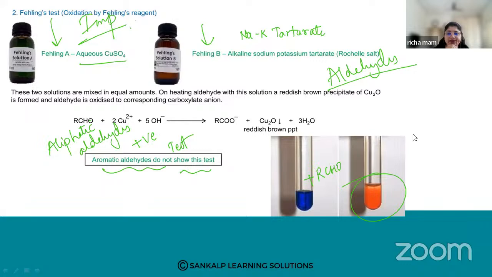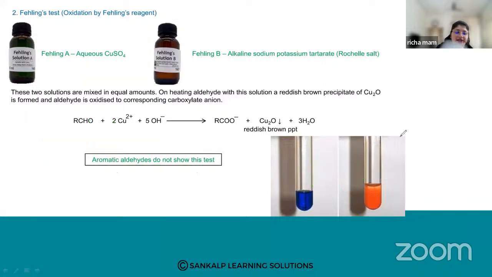Yes, everybody. So in today's class, let's recap what all we have seen. I want you all to go through all the things. Today we have discussed the nucleophilic addition reactions, so let's sum up what we have discussed in the previous class. We started with the nucleophilic addition reactions.